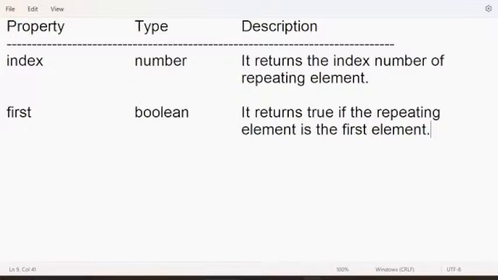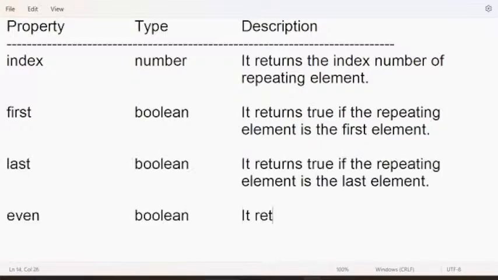We have even. Even is also Boolean. It returns true if the repeating element is at even occurrence. That means 0, 2, 4, like this. Similarly we have odd. Odd is also what type? Boolean. It returns true if the repeating element is at odd occurrence.